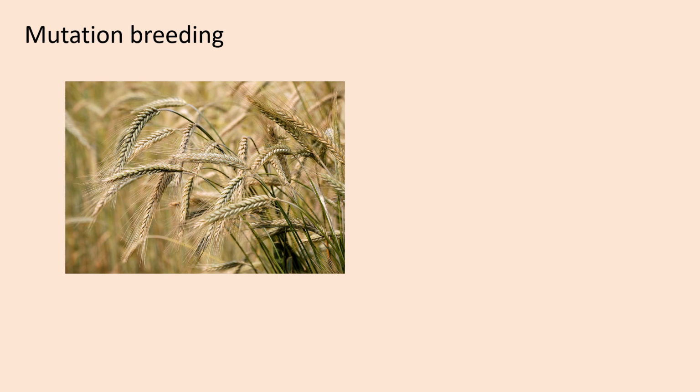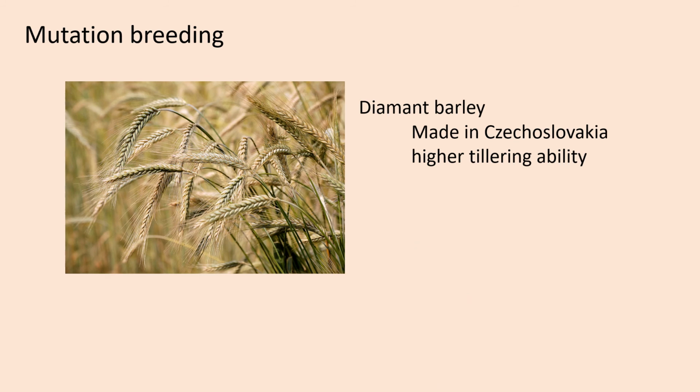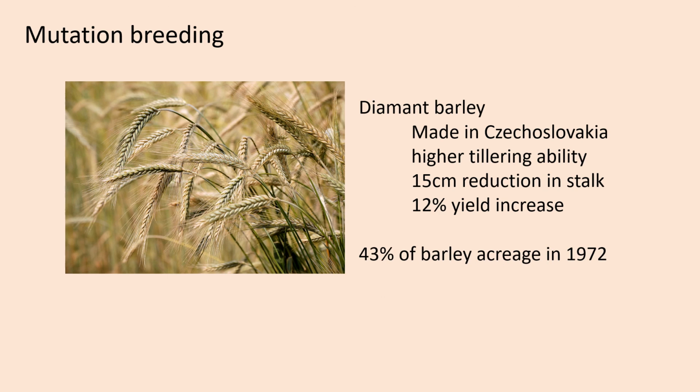Let's see a couple of examples of plant crops produced with mutagenesis. A barley variety called Diamant was created by mutagenesis in Czechoslovakia. This mutant variety has high tillering ability and shorter stalks, both of which render the plant more robust, and also higher yield than any of the varieties grown in the Czechoslovak fields at the time. By 1972, almost half of the barley fields in Czechoslovakia were planted with the Diamant variety, and even today, some of the Diamant characteristics are introduced in new barley lines using controlled crosses.